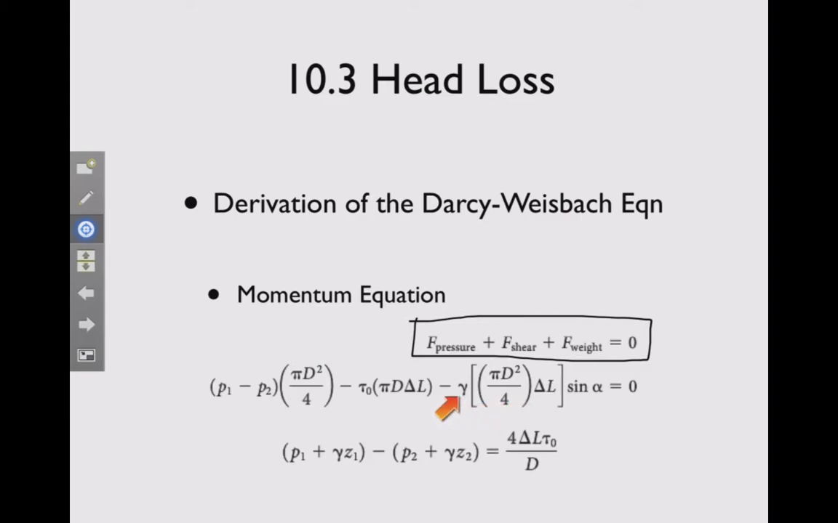Remember, this is mg over V over the volume, so we have to multiply it by the volume to make this mass times the acceleration of gravity. And we also have to take just the vertical component, so we have to have the sine of alpha. This can be reduced by noting a couple of different things here.